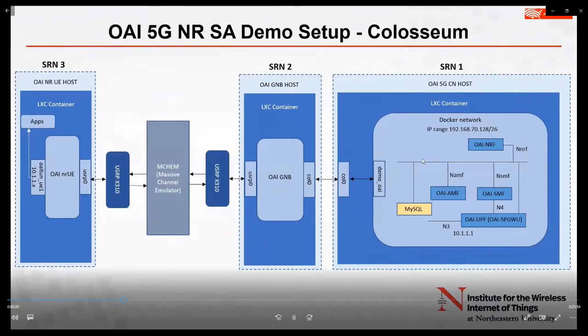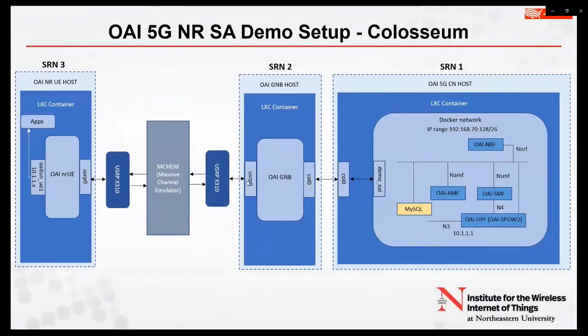Also, we run the core network and gNodeB on separate hosts, or separate SRNs, as you can see here, and they communicate via this col0 interface. The communication between them is simply achieved by setting a route between these two SRNs. The RF channel between UE and gNodeB is provided by Colosseum's massive channel emulator. In our deployment, we currently emulate a simple 0 dB path loss scenario.